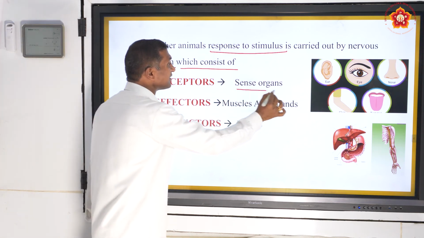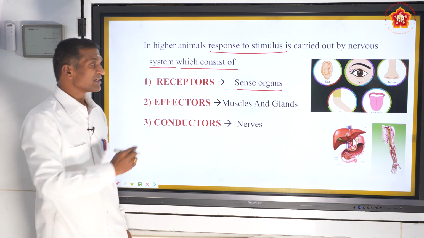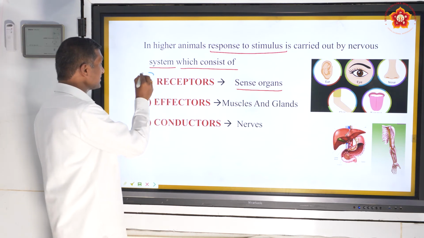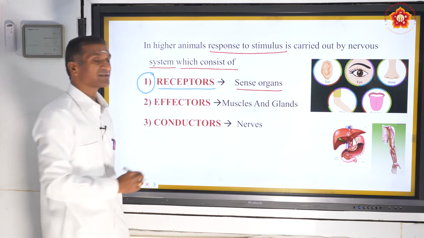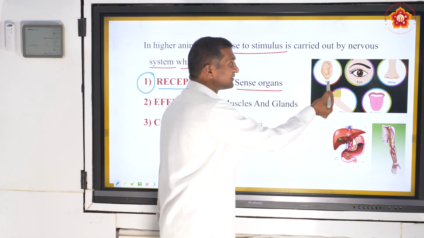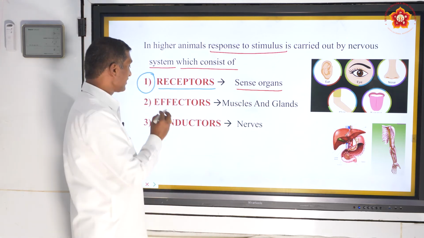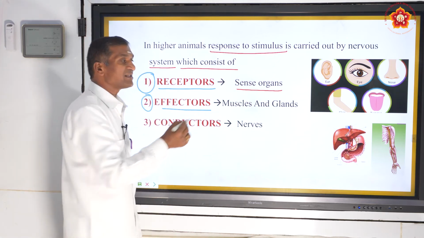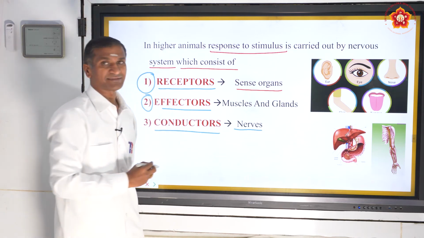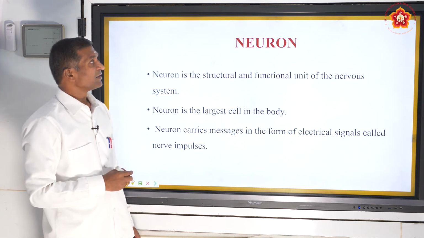Receptors, sense organs. The nervous system in higher animals consists of receptors. Receptors, sense organs, and the sense organs: eye, ear, nose, tongue, the skin. Effectors, muscles and glands. Conductors are the nerves. Neuron.